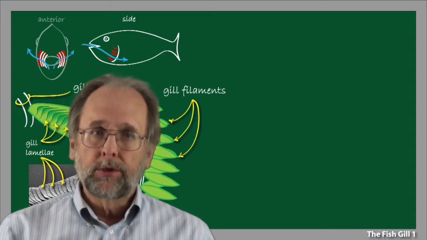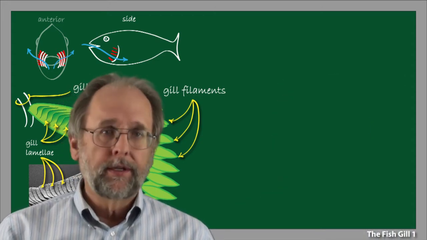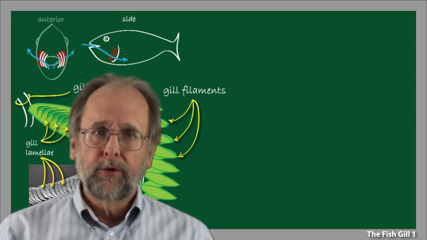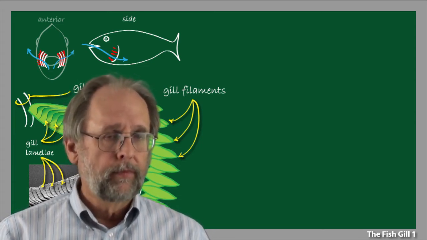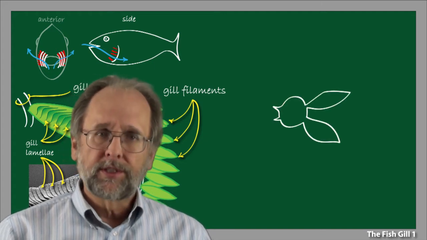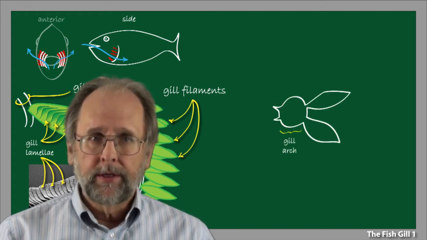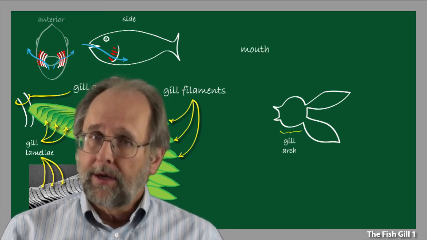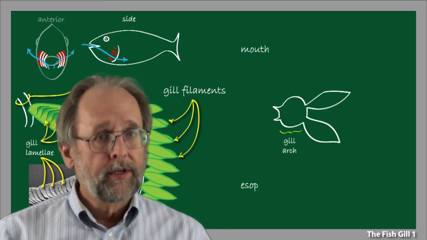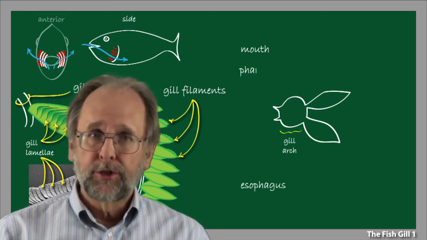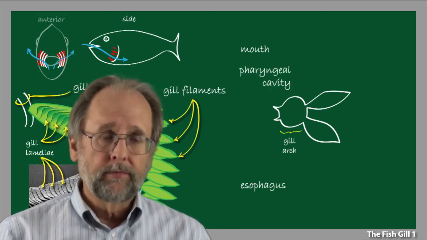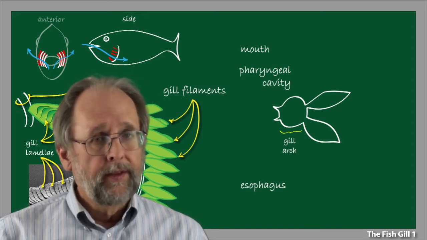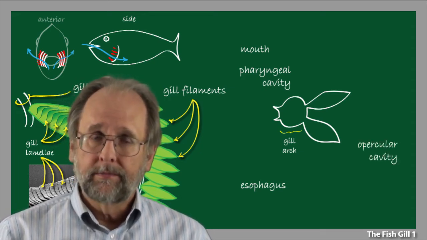Let's look now more closely at the structure of the gill arch and gill filament, and focus in particular on the pattern of blood perfusion through this structure. Here's a cross-section through a single gill arch. Let's quickly orient ourselves. The mouth is located to the top of this diagram and the esophagus at the bottom, and the pharyngeal cavity is sandwiched between them. We've oriented the pharyngeal cavity on the left and the opercular cavity on the right.